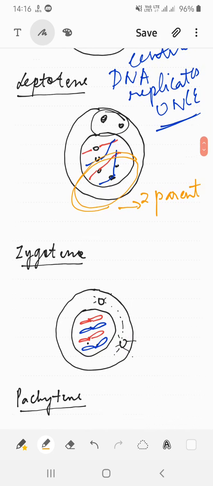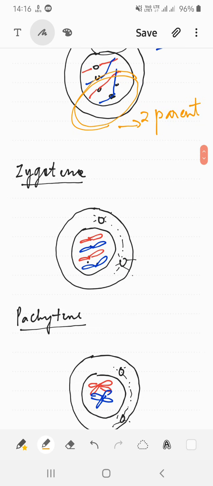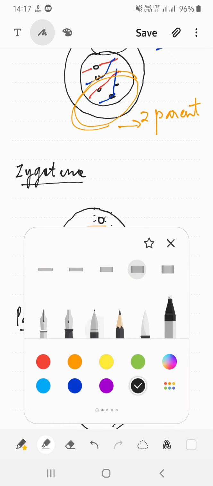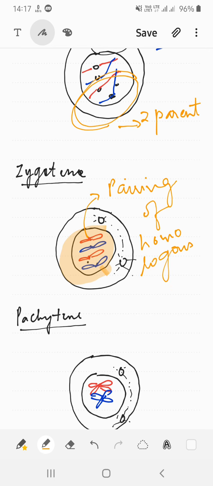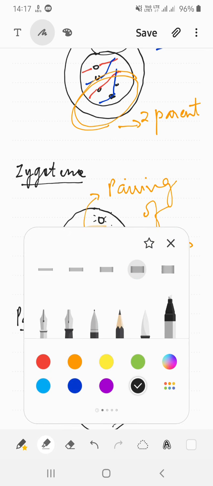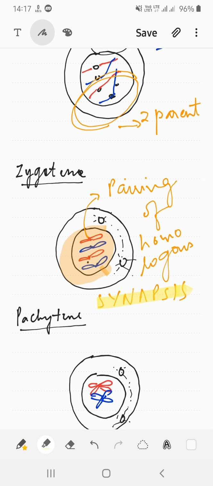In the zygotene, you can see they become even shorter and more condensed and lined together, that is red with blue, and red with blue, lined together. That is known as the pairing of the homologous chromosomes, meaning red and blue are homologous to each other and they are lying together, known as synapsis. So here you can see the pairing of the homologous chromosomes known as synapsis. This is very important in zygotene.